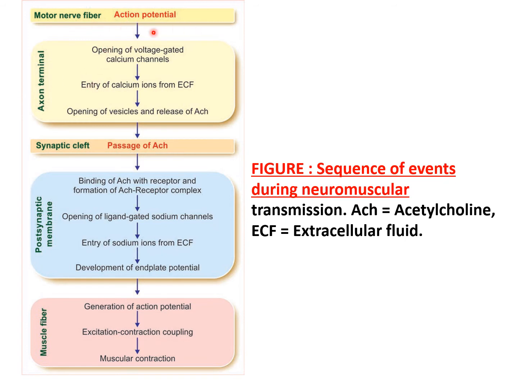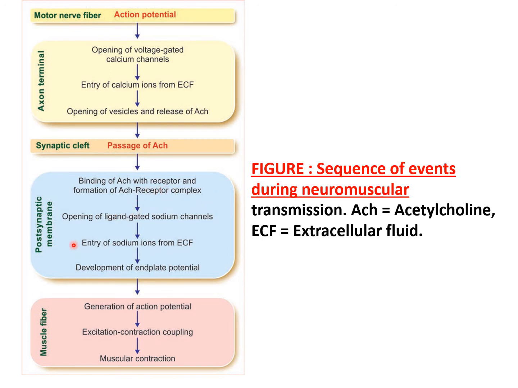So whenever the action potential arrives, there is an opening of the voltage-gated calcium channel. So there is an entry of the calcium ions. So there is an opening of the vesicles and there is a release of acetylcholine. Now this acetylcholine enters the synaptic cleft, and at the postsynaptic membrane there are so many acetylcholine receptors present, and this acetylcholine binds with the receptor, and there is a formation of the acetylcholine receptor complex.